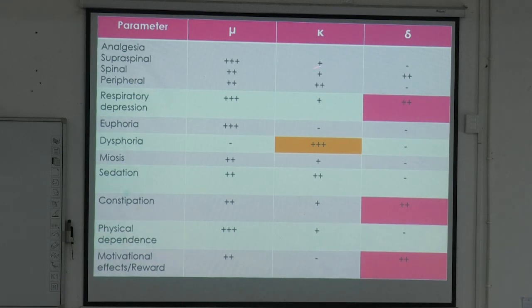Kappa receptor has some analgesic effect, but the most important is dysphoria. Kappa receptor is associated with dysphoria. And others are sedation, and miosis can also occur. Whereas in case of the delta receptor, you can see motivational effect and reward, constipation will be there, and some spinal analgesia will be there. So you have to know that the kappa receptor is the only one associated with dysphoria. No other opioid receptors can cause dysphoria.